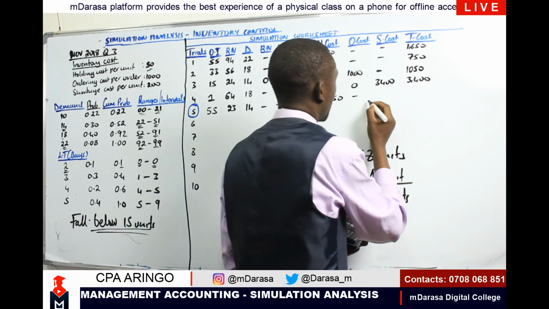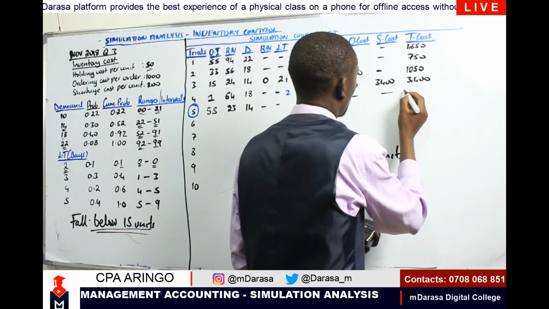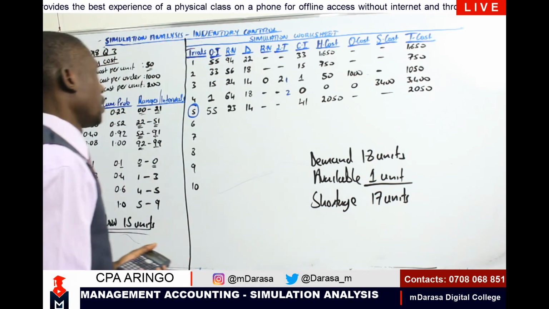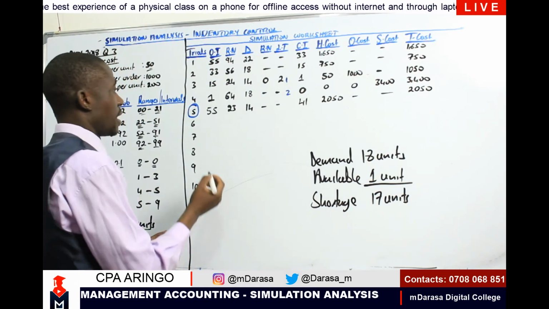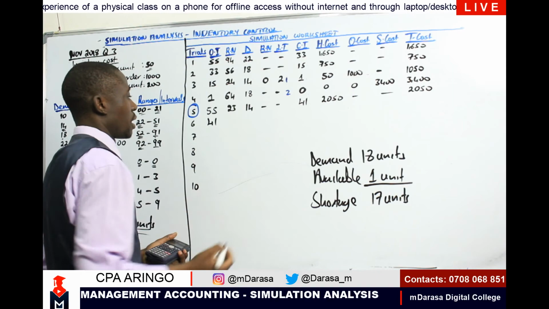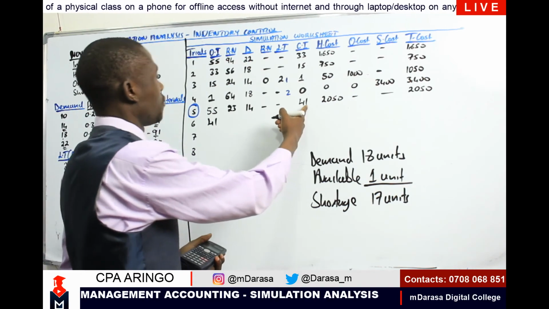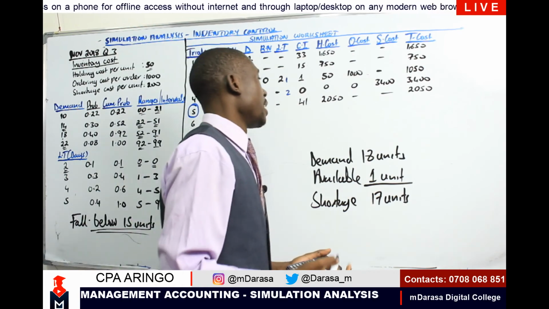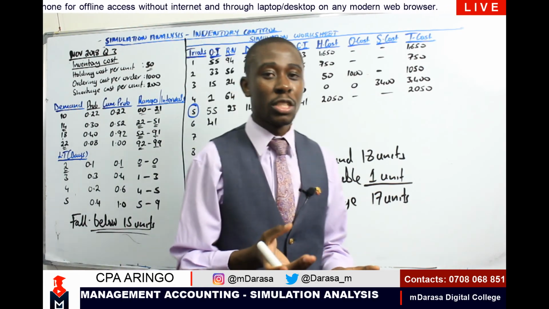I don't have ordering cost. I don't have shortage cost. I'm having 2,050. So considering the next day, day 6, I'm having 41 units being our closing inventory. For day 5 will be our opening inventory in day 6. Random number to consider will be what?